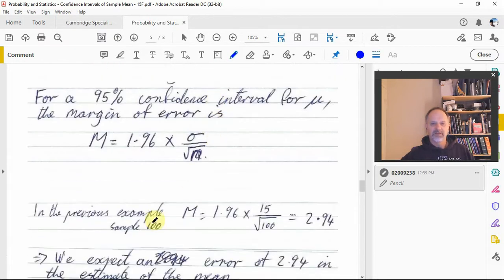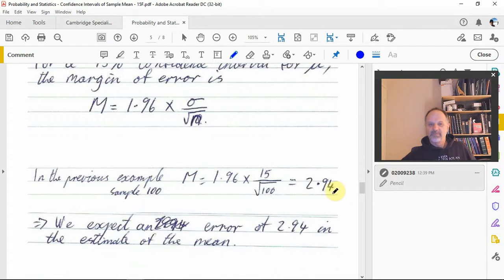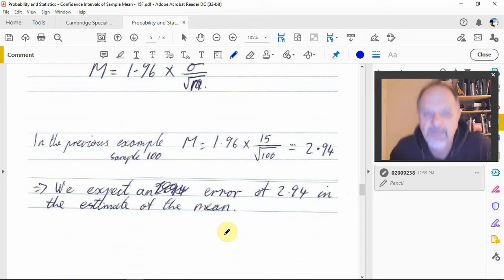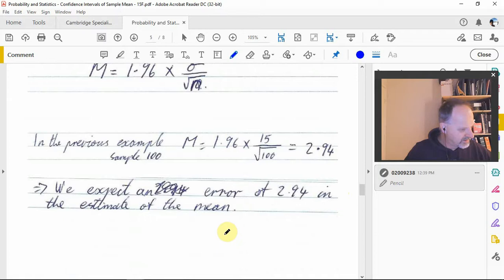In the previous example where we had a sample of 100, when we put that in there, it's 2.94. So we expect an error of 2.94 in the estimate of the mean. We estimated the mean as 108 or whatever it is. Let me double check. 108.6 is what we estimated the mean to be, but there's an error of plus or minus 2.94 in that.